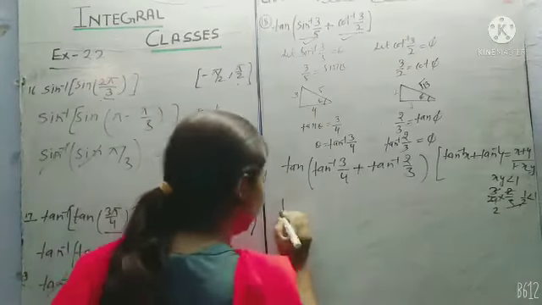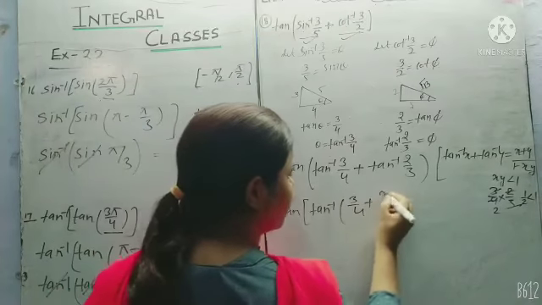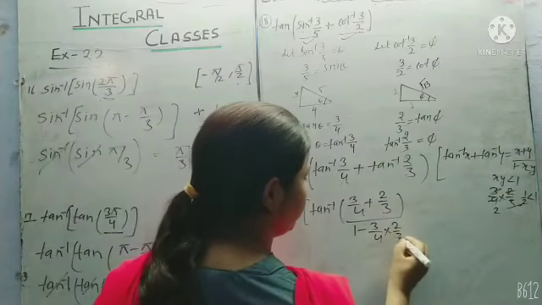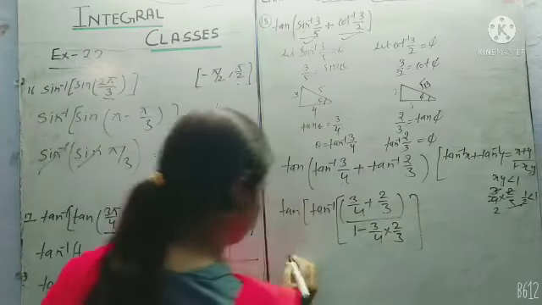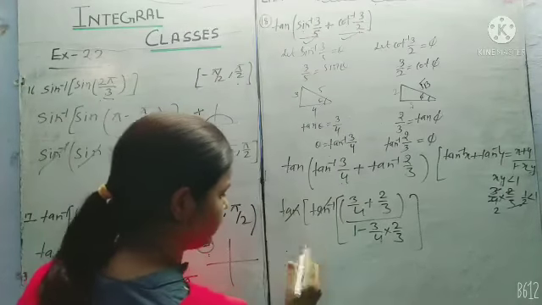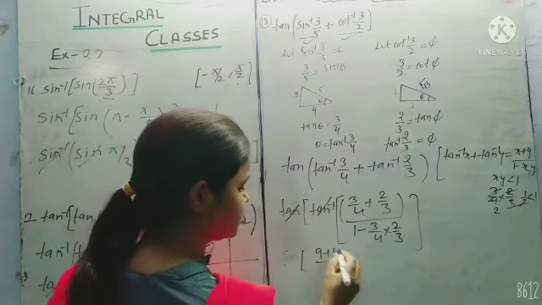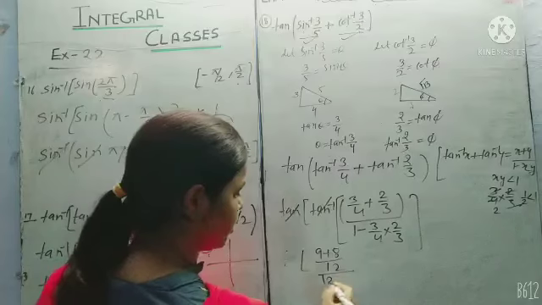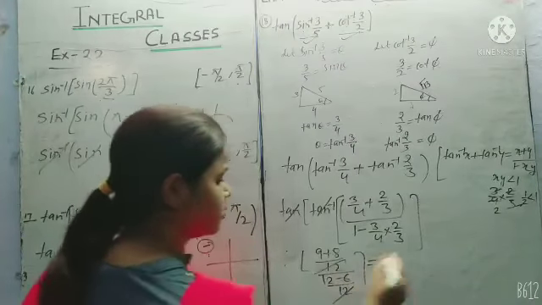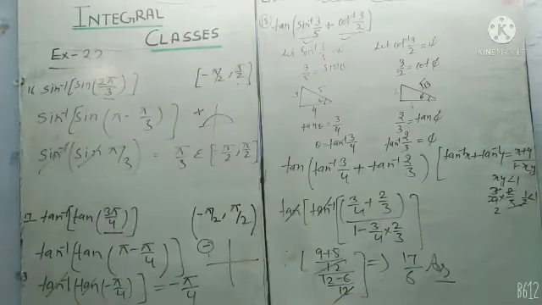So let's see, tan inverse of 3 by 4 plus 2 by 3 upon 1 minus 3 by 4 into 2 by 3. Then tan and tan inverse cancel each other. Then take LCM 12: 3 threes are 9 plus 4 twos are 8, upon 4 threes are 12 minus 6, upon 12. 12 is cancelled. So we get 17 upon 6 as the answer of this question.